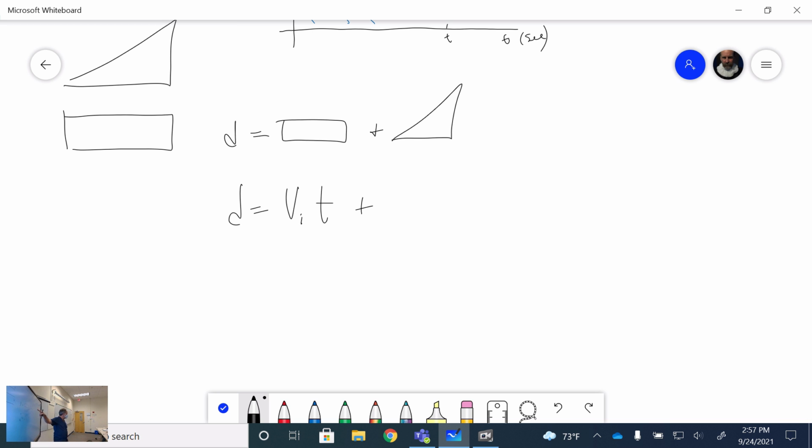Now this is a little messier. We've got to go base times height and a half. So we've got to half the base. What's the base? Time. And what's the height? This is Vf minus Vi. But we've seen Vf minus Vi somewhere before, right? We've seen it in a equals Vf minus Vi over t.